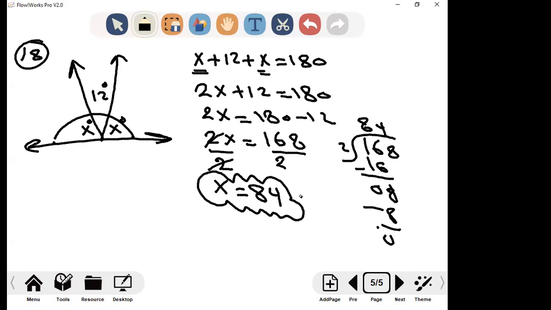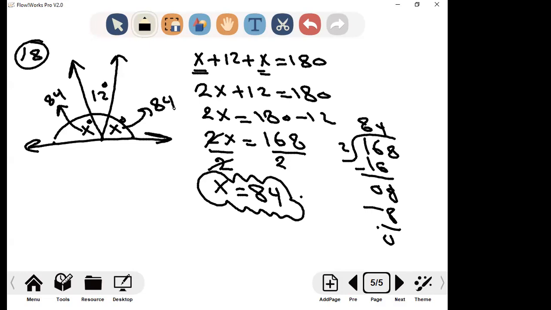Now look here, put at X, this is 84, right? And this is 84. Add the three numbers. 84 plus 84, 170, 168 plus 12 should be.